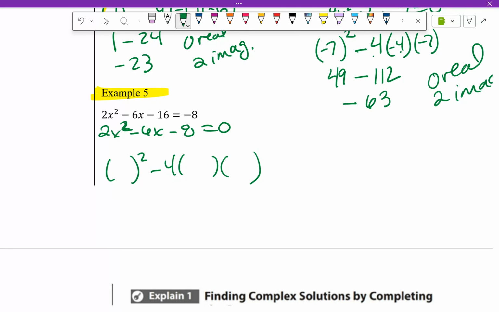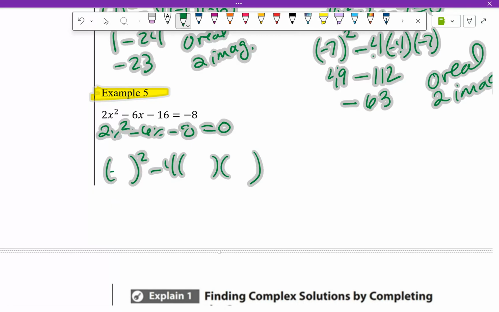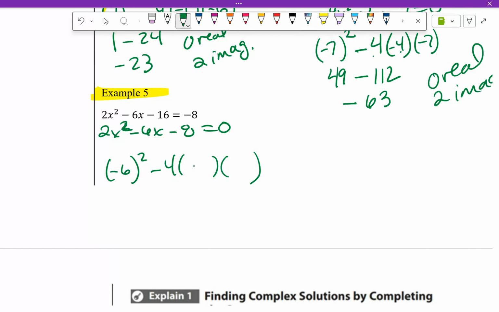What's my b value? -6. What's my a value? 2. What's my c value? -8. Good. All right, -6 squared is 36. Let's see, -4 times 2 is -8, times -8. Oh, we finally get one. What's 64 plus 36? So how many and what type? Finally got a positive one, that's 2 real. Okay? All right, any questions on that piece?